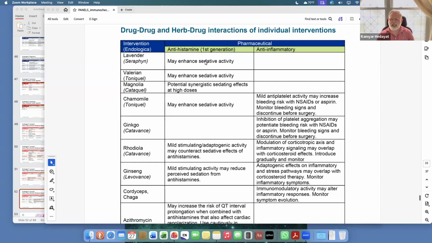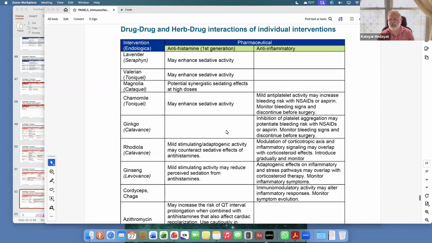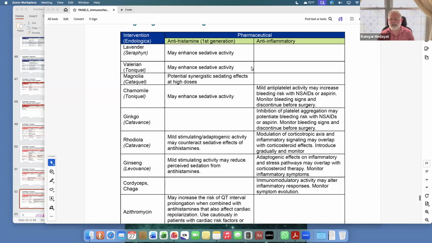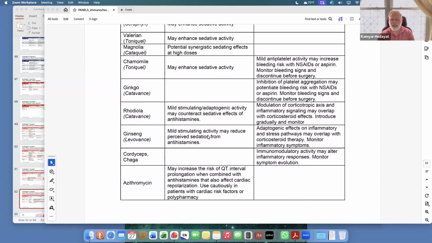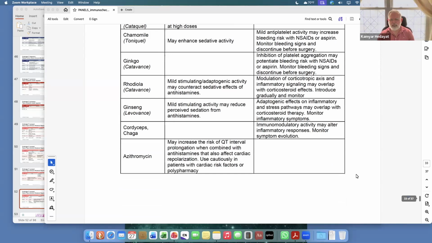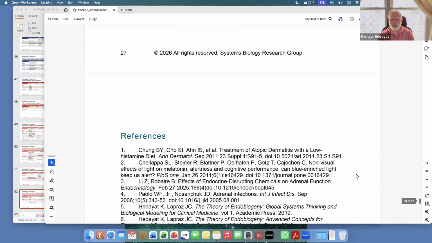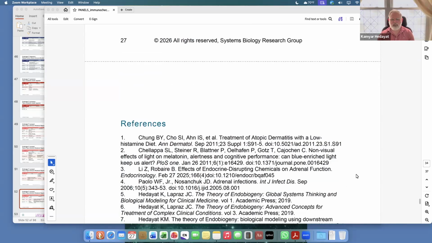You can just take a quick look here to see if there's any possible interactions with antihistamines and anti-inflammatories that your patient may be taking, including the recommendation of azithromycin. And you can just dose accordingly or choose alternates. And then, of course, there's references at the end.